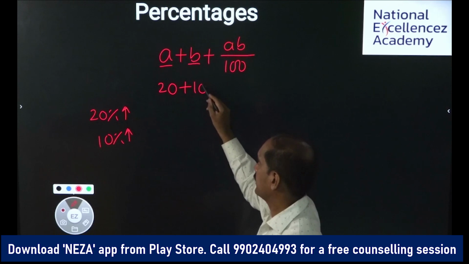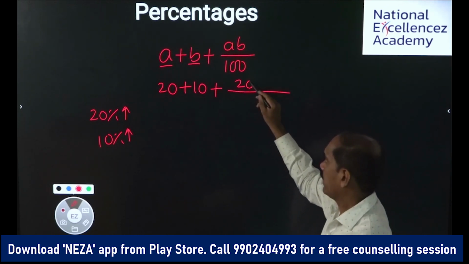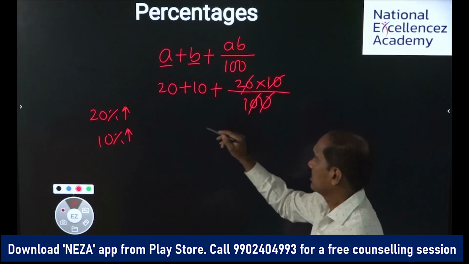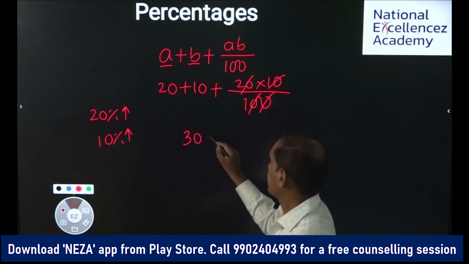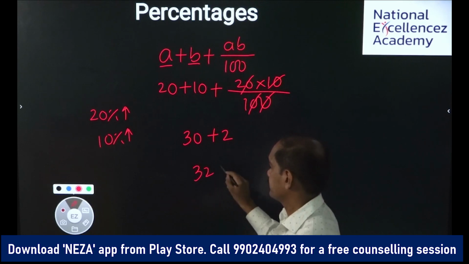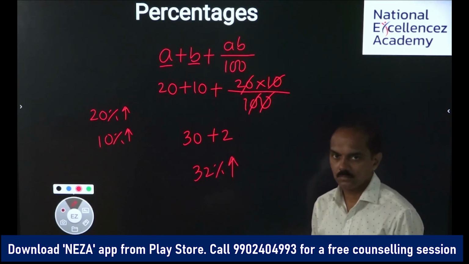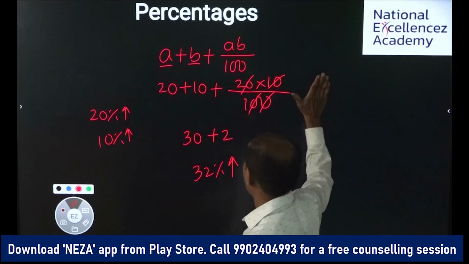20 plus 10 plus 20 into 10 by 100. 20 plus 10, 30, plus 2, 32%. Okay. Now one more trick.